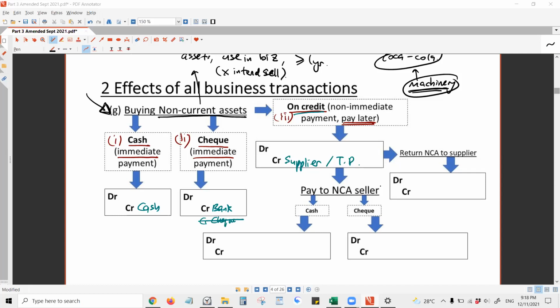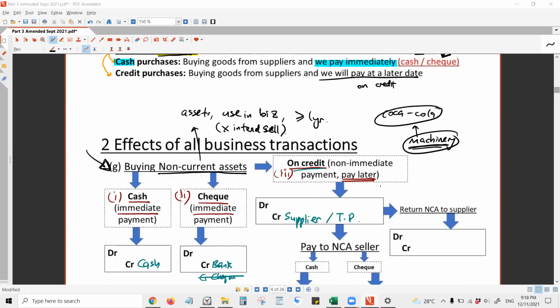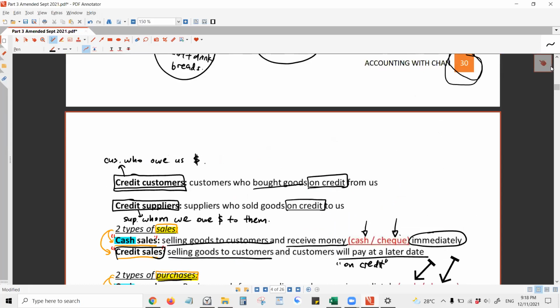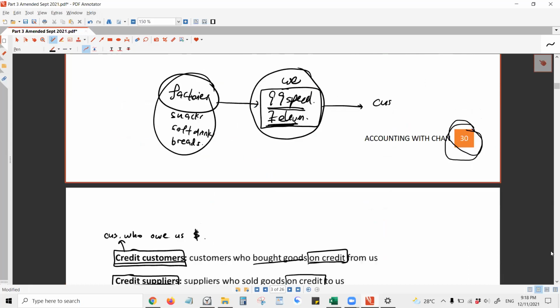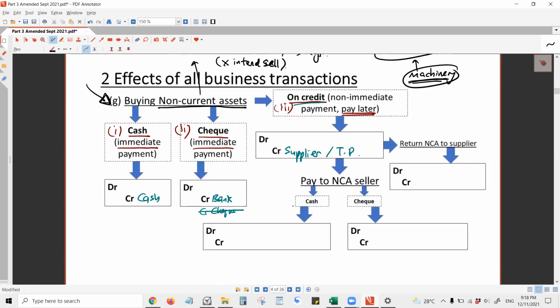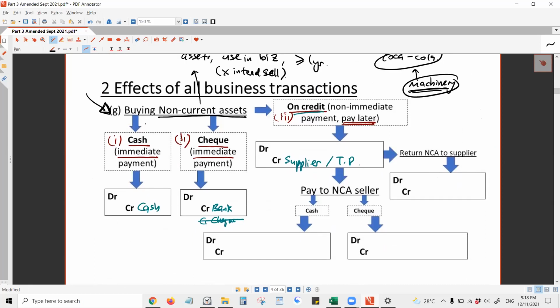When you buy NCA, it's different from buying goods. Remember, I always tell you goods and NCA are different. Goods are things you buy and then you intend to sell off. If you buy goods, you debit purchases. If you buy NCA, you debit the name of the NCA. Let's say I give you an example, machinery. You buy machinery, then you debit machinery account. Don't debit purchases, okay? Debiting purchases is a common mistake made by students in the exam.